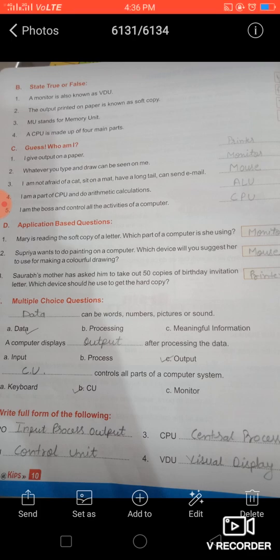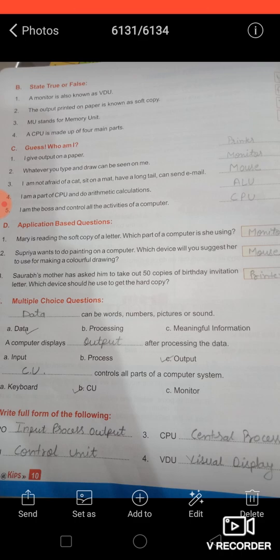Supriya wants to do painting on a computer. Which device would you suggest she use for making colorful drawings? We have learned about monitor and mouse. Using the mouse we can make drawings in any painting software. Saurabh's mother has asked him to take out 50 copies of birthday invitation letters. Which device will he use to get the hard copy? We know that we get hard copy through the printer.